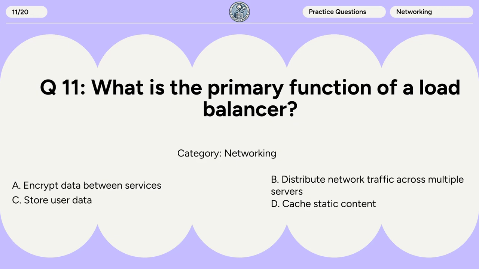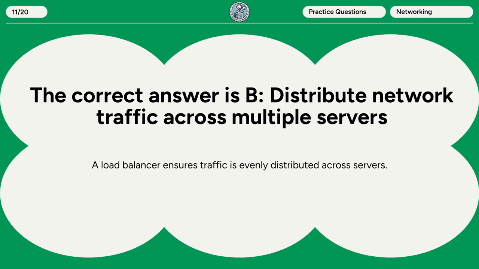Question 11. What is the primary function of a load balancer? A. Encrypt data between services. B. Distribute network traffic across multiple servers. C. Store user data. D. Cache static content. The correct answer is B. Distribute network traffic across multiple servers. A load balancer ensures traffic is evenly distributed across servers.